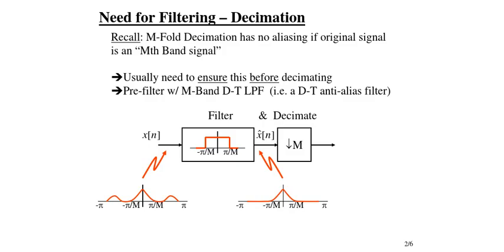So when we want to avoid aliasing in a decimation process, we have to ensure that whatever decimation rate we are using, we pass the signal through a filter with that particular cutoff frequency. We often call it a pre-filter to avoid aliasing. For example, this is your x[n].